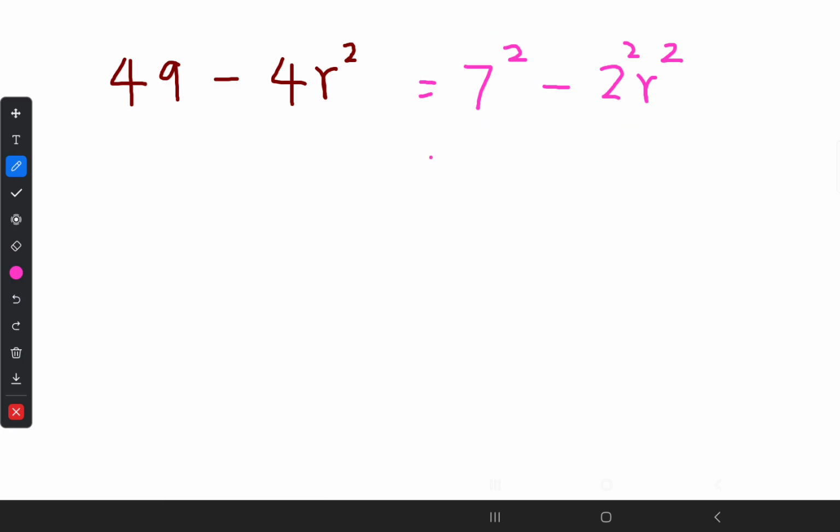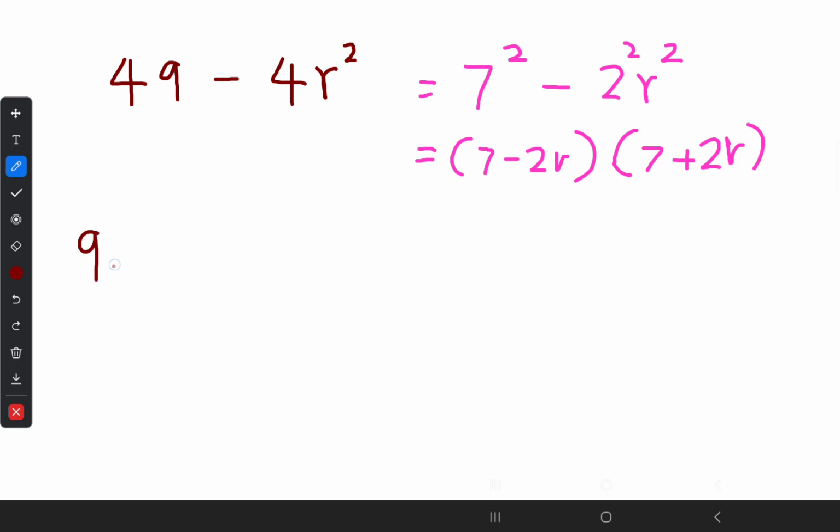Now look at this. This is in the common type. Both sides are square values, and in between we have a negative sign. So one factor would be 7 minus 2r. The next factor would be 7 plus 2r. That's all. 7 minus 2r, and another one would be 7 plus 2r.